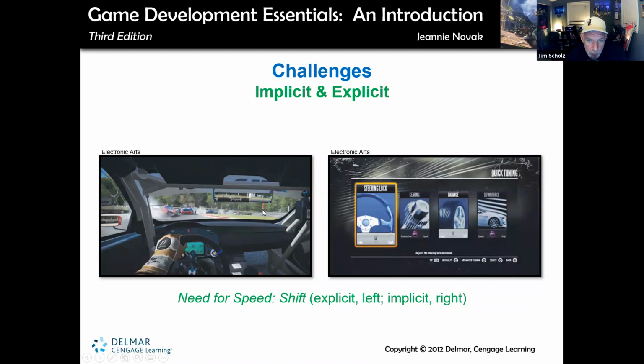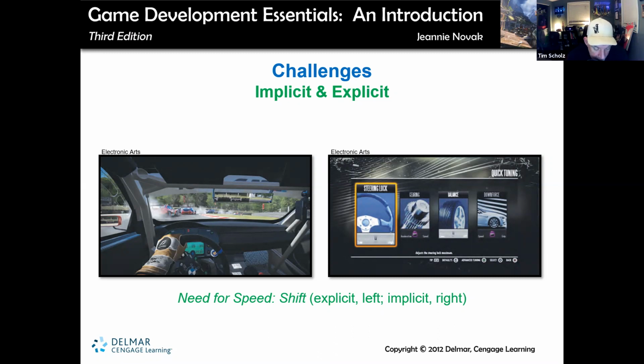Now, as we've gone through and beat up on the concepts of the dilemmas and stuff like that, we're going to move into the concepts of challenge. Gameplay is often going to involve a series of challenges, and obviously the challenges you face are going to be based on the type and genre of the game you're playing. So the first concept we're going to look into is the concept of implicit versus explicit challenge.